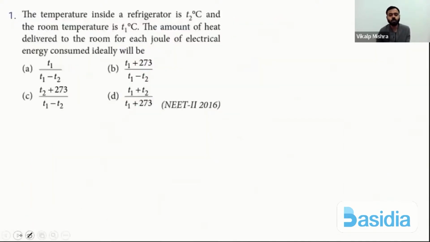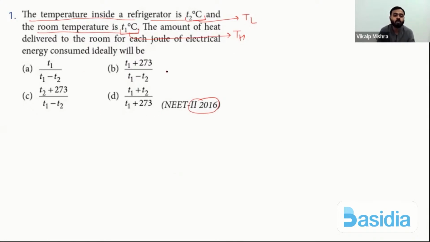Okay, so let's solve this problem, which was asked in NEET 2016. What is given here in this problem? The temperature inside a refrigerator is T2 degrees Celsius. Room temperature is T1 degrees Celsius. That means this is the lower temperature, TL, and room temperature is the higher temperature, T1. So T2 is TL, the lower temperature, and T1 is the higher temperature.